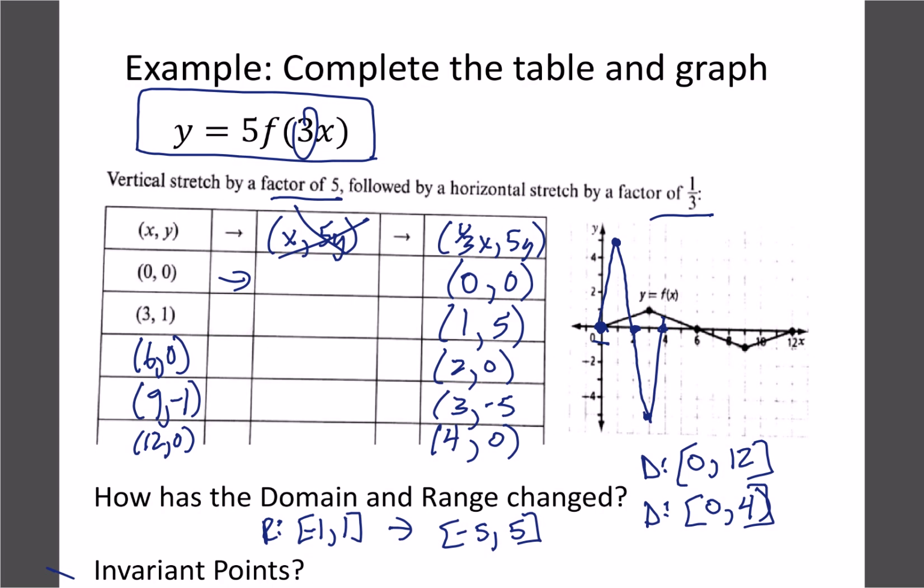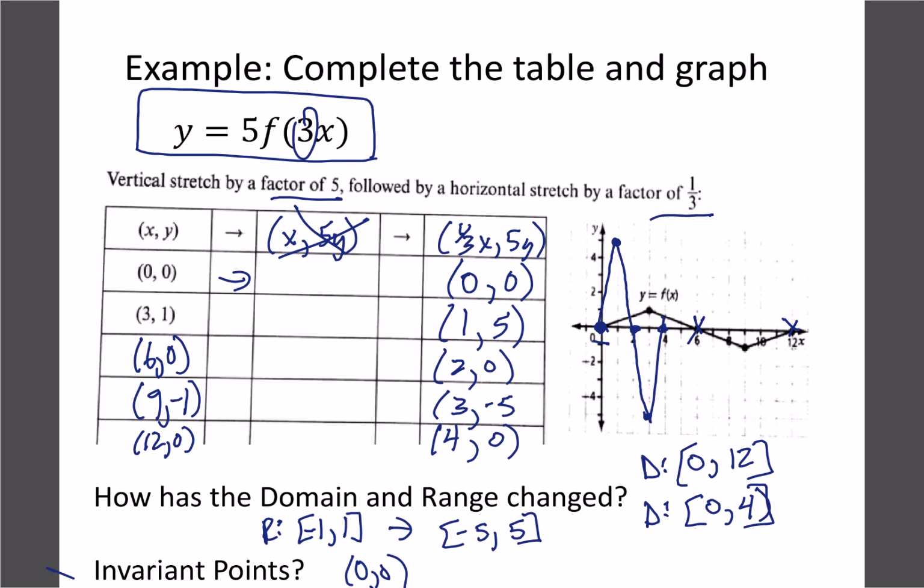The last point I have on here is what's the invariant point. You can see the only point that didn't change in the graph is the origin, 0, 0. Every other coordinate is either moved left by cutting it in the third, or went up and down by stretching it. Even though these two are still on the x-axis, the 2 and the 4, they moved from their original location, so they are no longer invariant.